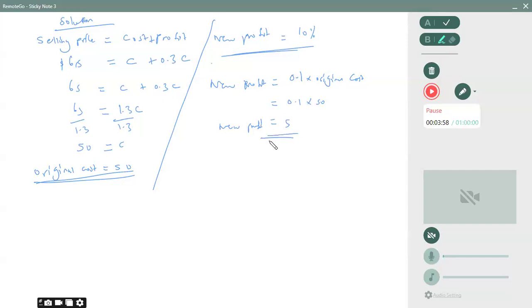Now, if the new profit is 5, what can be our new selling price? It means that our new selling price, using the formula we already know, is equal to cost plus profit. It now becomes easier. So the cost here is 50, which we got already, plus the profit you have got, which is 5. Therefore, the new price is $55.